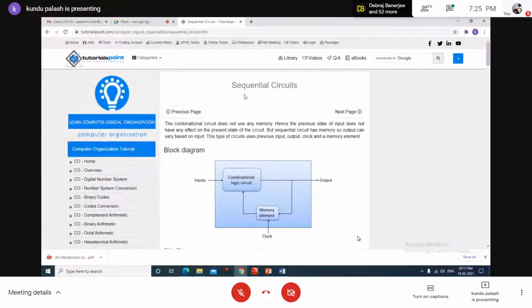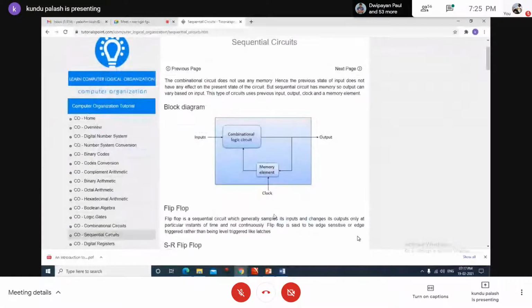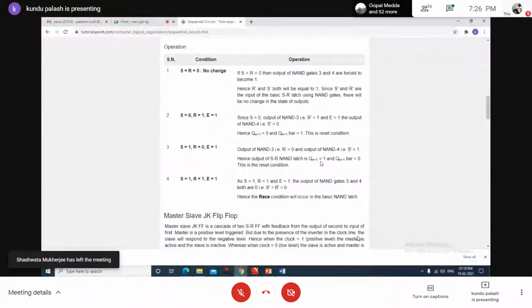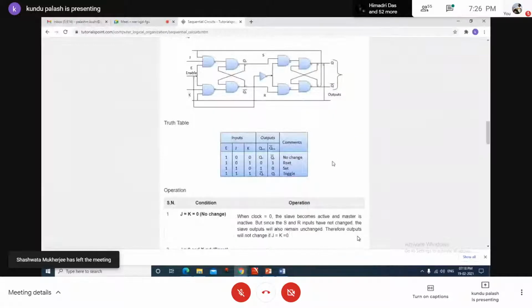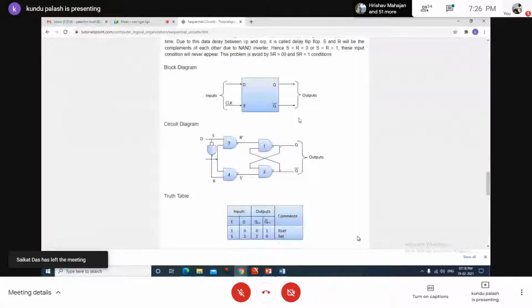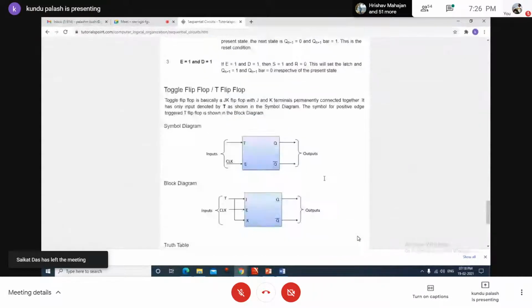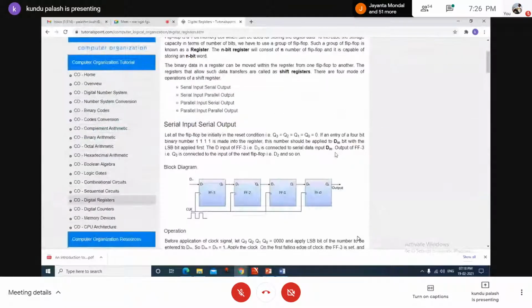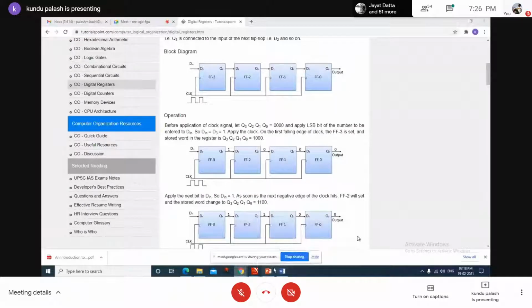So this is a functional diagram of a sequential logic circuit. A sequential logic circuit includes combinational logic as well as some storage unit called a memory element or register element. Flip-flop is one of them: SR flip-flop, JK flip-flop, master-slave type, T flip-flop. These are the building blocks of the D flip-flop and T flip-flop, and are required to build digital registers. So you can follow in that manner.